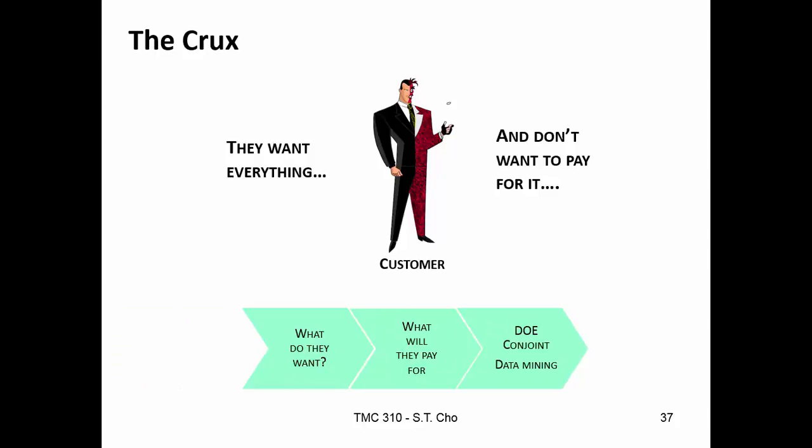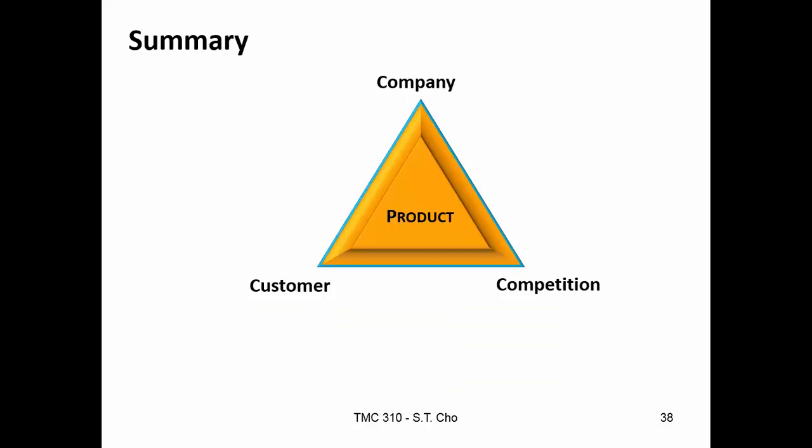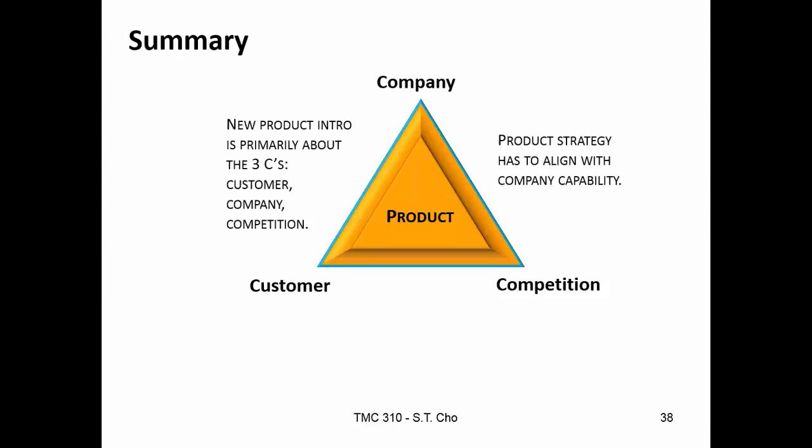So what do they want? What are they willing to pay for? And that's where design of experiments and conjoint are so powerful. So in summary, what your product is mostly about is what you can do as a company, what your customer preferences are, and what the competition is going to do. That primarily drives your product development. And so your product strategy has to align with what you can do as a company, and understanding the dynamics of your customer and how your product ages over time goes into your product development.